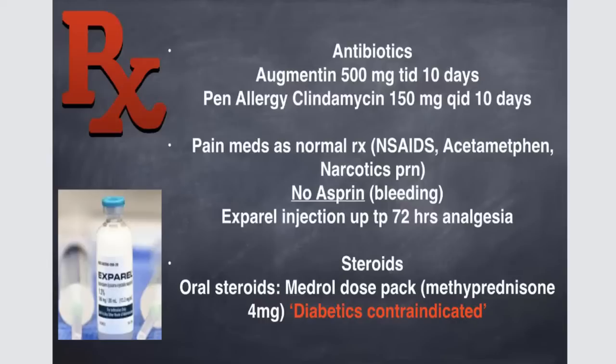And there is a drug called Exparel, which you can inject. It's expensive, but it works really nicely. So if you have a big case like the one I just showed you, the Exparel, which equates to about $90 an injection, which you can use per one patient, lasts up to 72 hours of good analgesia.